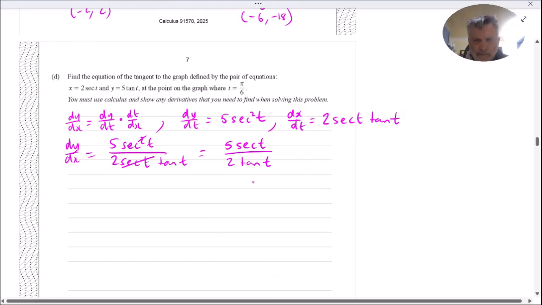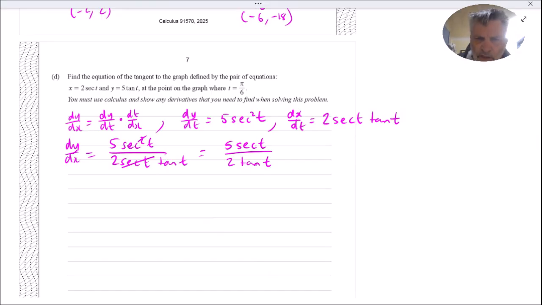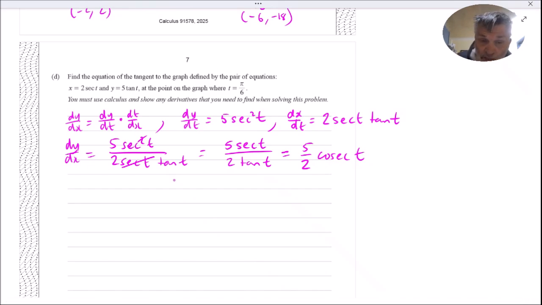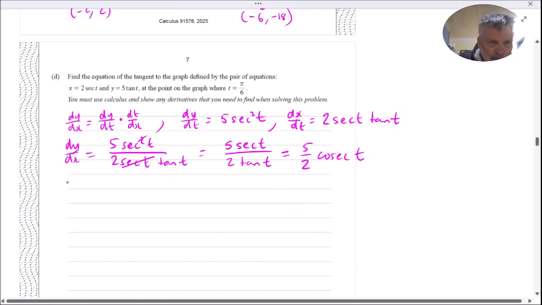Now we could simplify that. Sec is 1 over cosine, and tan is sine over cosine. Effectively, the cosines will cancel, and then we'd have 1 over sine. So you could write this as 5 over 2 cosec t, I think, or 1 over sine, whatever is useful for you. Find the equation. So to find the equation, we need the point on the graph. So we need the x and y coordinates.